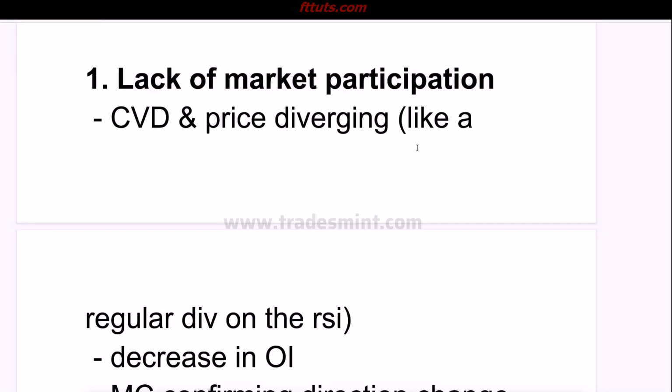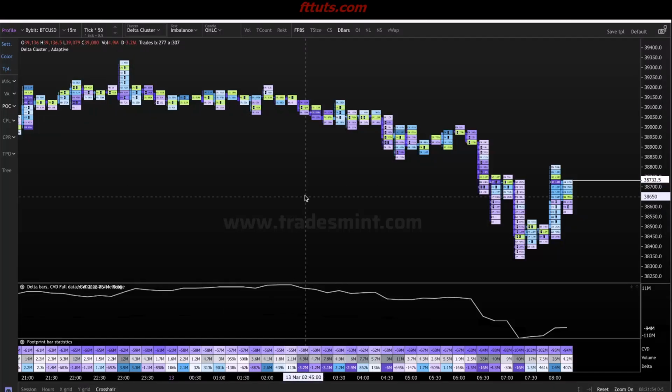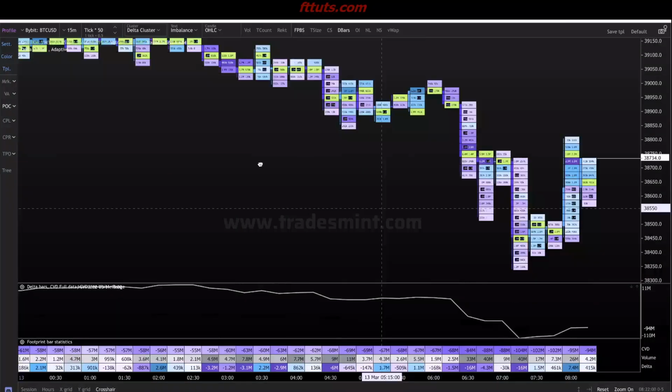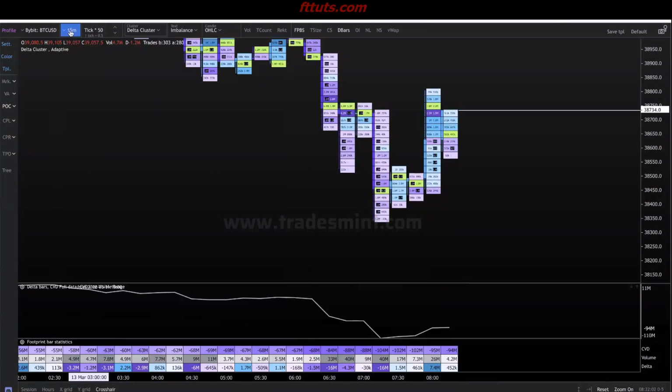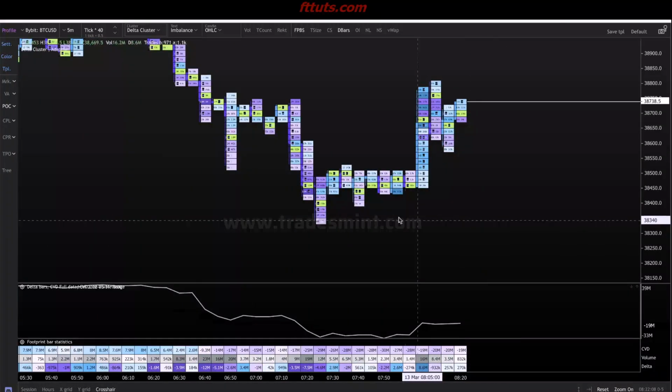Now, some people don't trade this, and that's up to you whether or not you want to trade it. But let's take a look at some examples of lack of participation as well as absorption. So a great example of the absorption, which is the same type of CVD divergence we went over last time, was this right here.